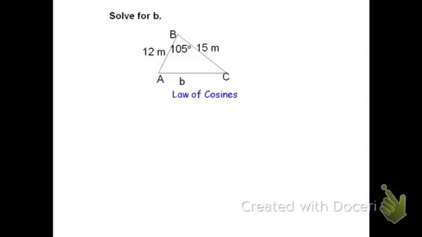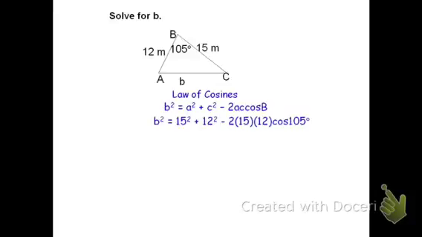Using the law of cosines, if I know angle B, then I've got to start it with the b squared piece by itself, in which case b squared equals a squared plus c squared minus 2ac cosine of angle B. Substituting in what I know, I get that b squared equals 15 squared plus 12 squared minus 2 times 15 times 12, cosine of 105 degrees. Now to work this problem out, I'm going to square the 15 and the 12, and I'm also going to multiply the 2 times 15 times 12.